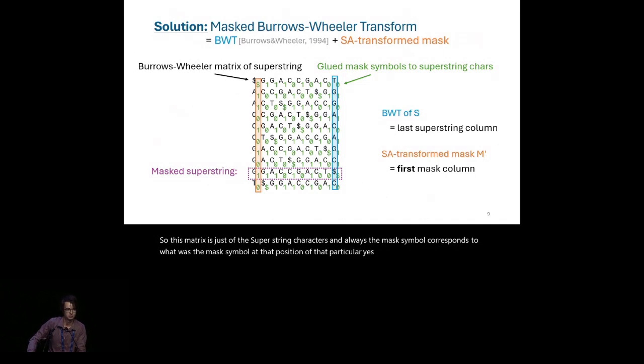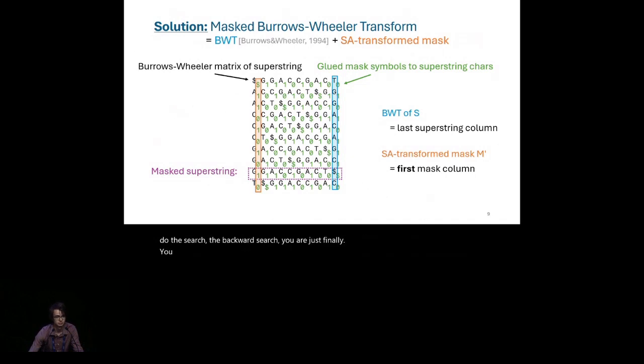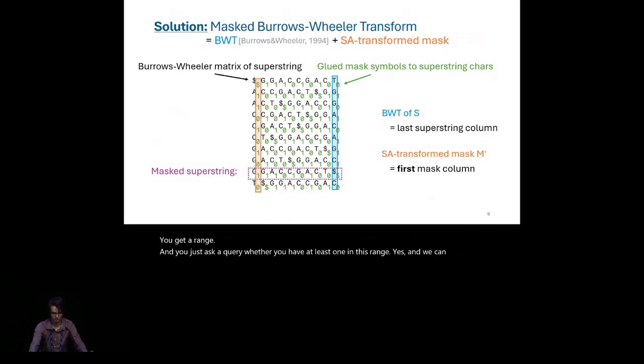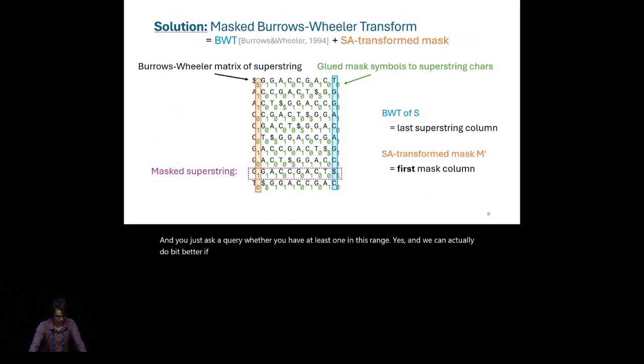Yes, that's clear. So then when you do the search, the backward search, finally you get a range, and you just ask a query whether you have at least one in this range. Yes, and we can actually do a bit better if we use mask superstrings which maximize the number of ones, because then we can only actually look at one position in that mask afterwards. But yes, that's basically what is done. Okay, thank you. Thank you for the question.